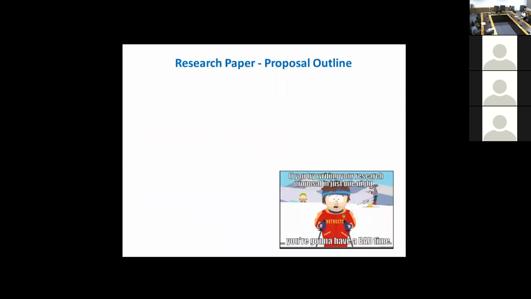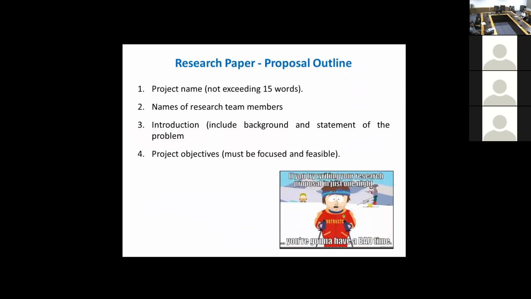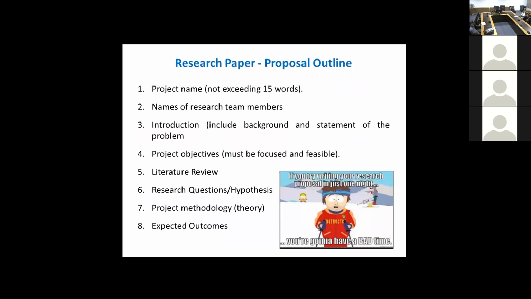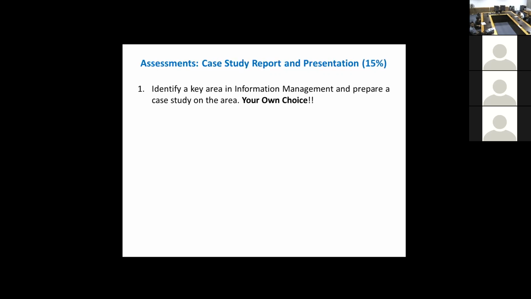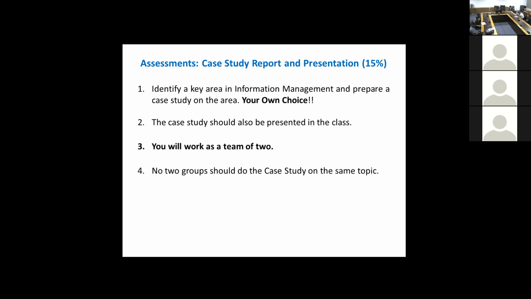So this is the format of your research paper proposal. Let's look at the case study, report and presentation. You have to identify a key area in information management. You can choose any area, it's your own choice, and you will present that in class. You will work as a team of 2. No 2 groups should do the case study on the same topic, and that is why I am recording and providing to you the topics that have been selected.